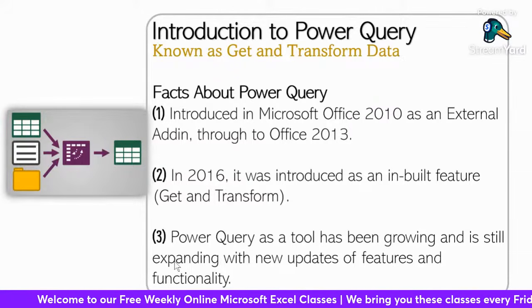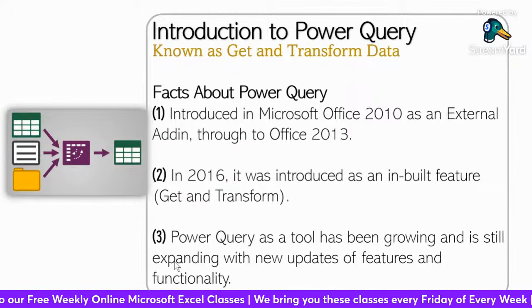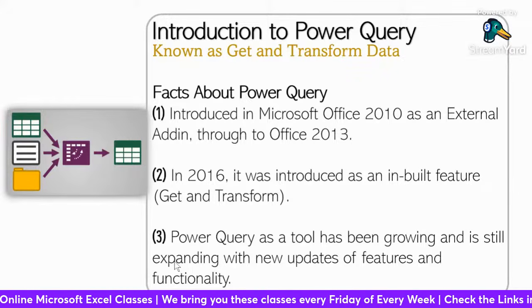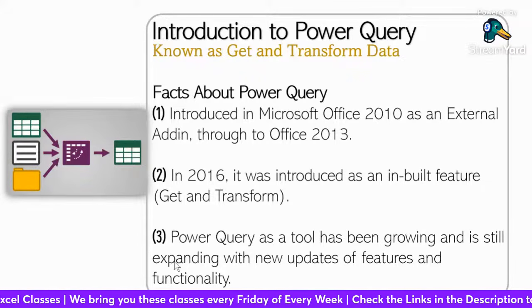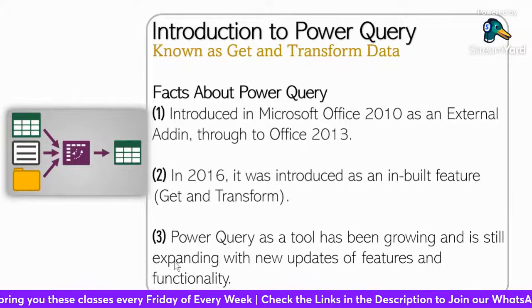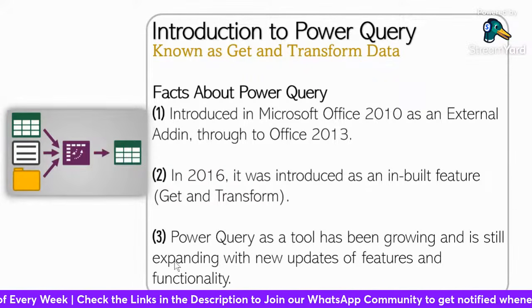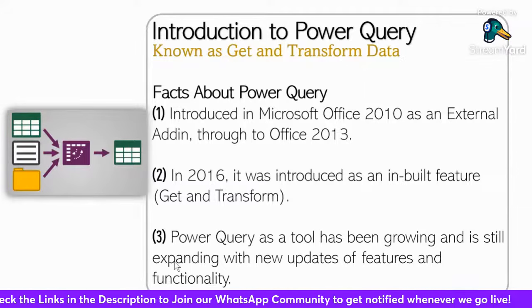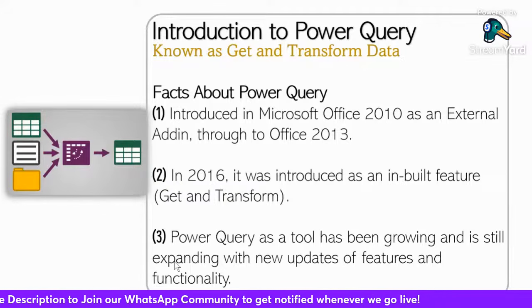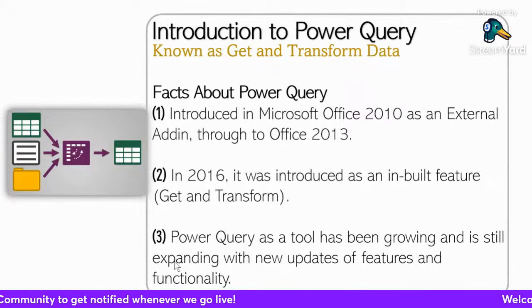And if you're running Office 2016 and above, then you'll have it as get and transform or get data, whichever you see. But again, it's found inside the data tab. Once you click into your data tab, you'll see anything that resembles get and transform. All those commands that you will see there, that is the Power Query we are talking about.